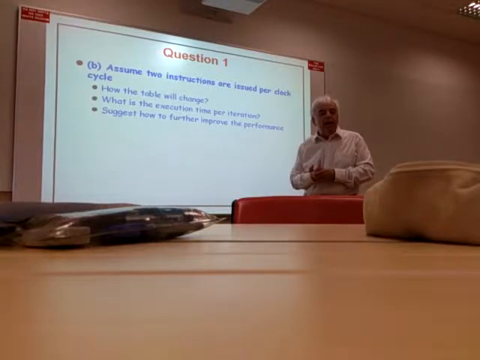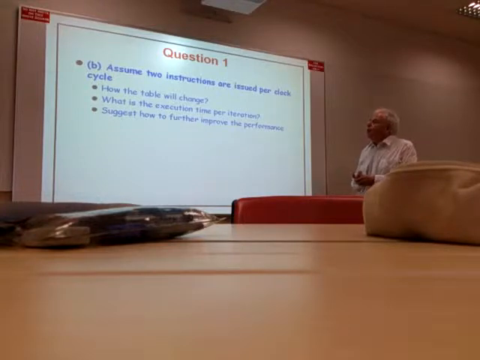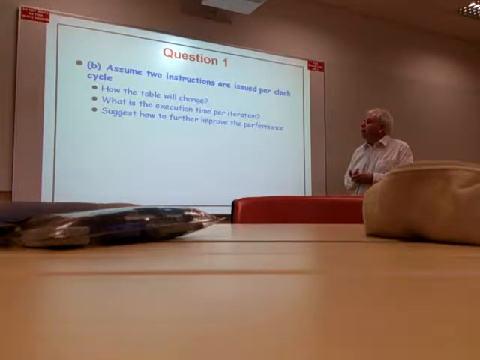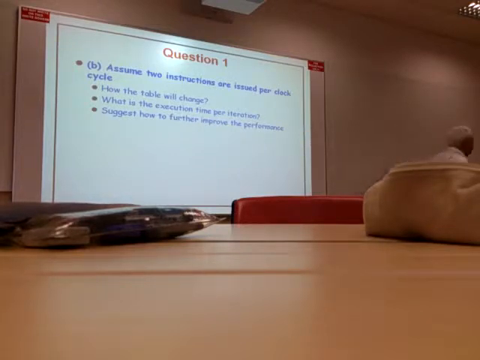For this part, we have a slightly different assumption. Here we assume that we can issue 2 instructions per clock cycle. So if we can issue 2 instructions per clock cycle, how will the table change? What will the execution time be? And then also there's a question now with how we can further improve the performance.